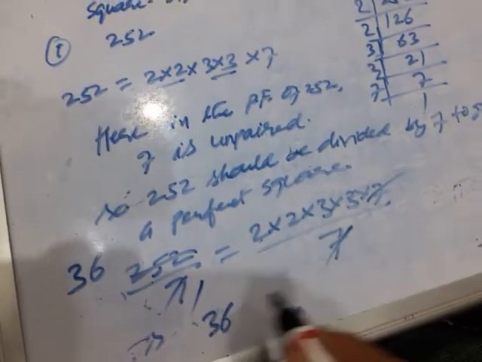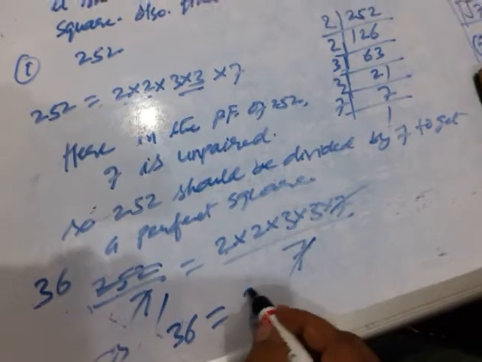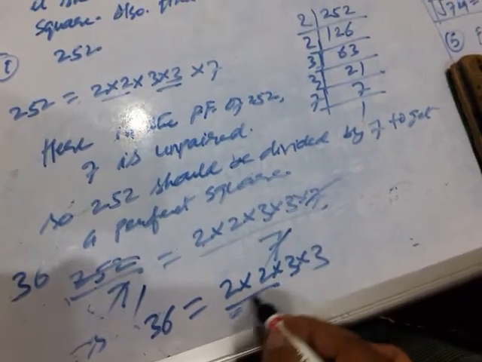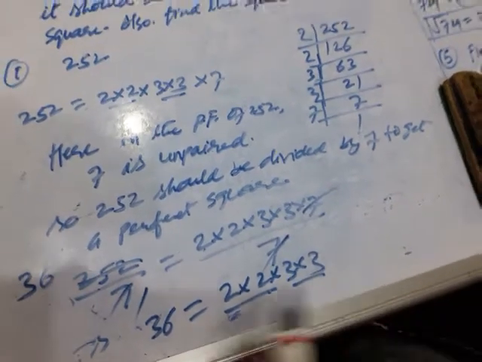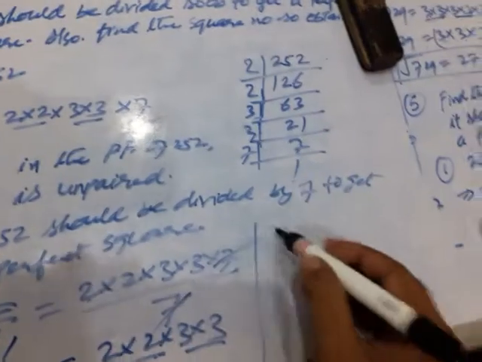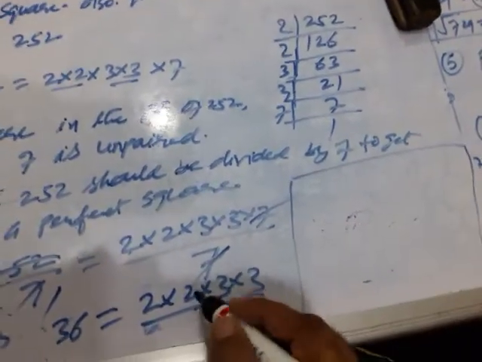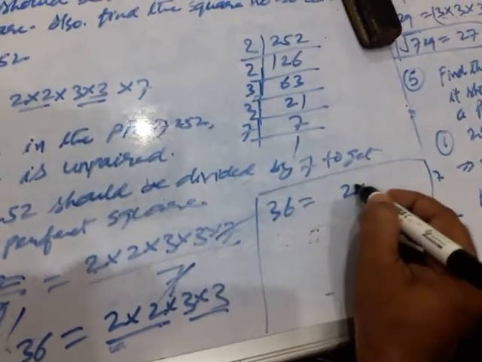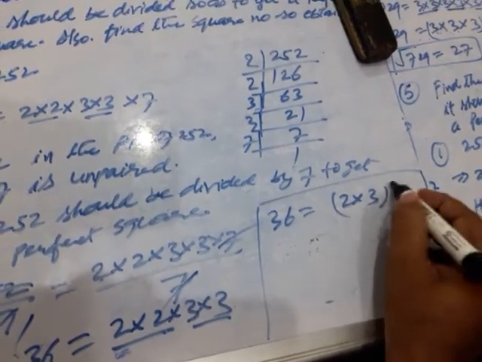So what did you get? 36. 36 equals 2 into 2 into 3 into 3. Here you see the pair 2 and 2. This implies, let us solve the question over here: 36 equals, making the pair, 2 into 3 that is squared.